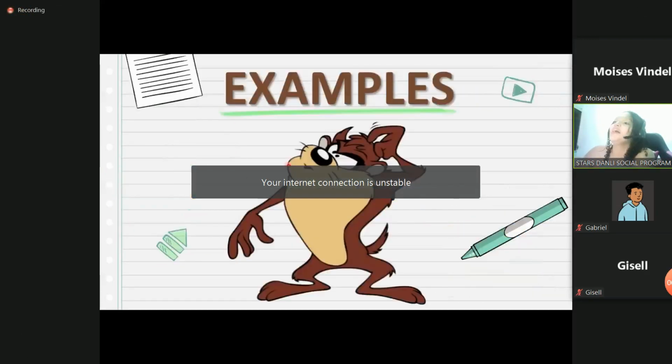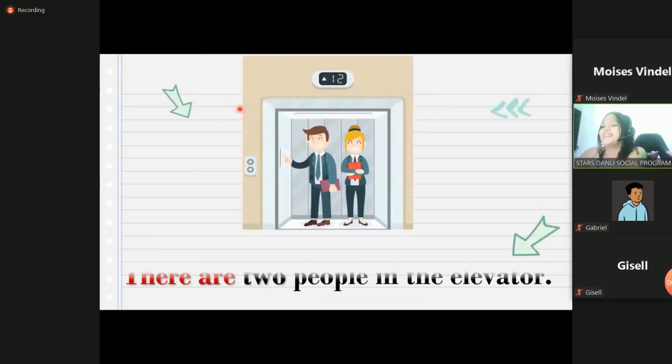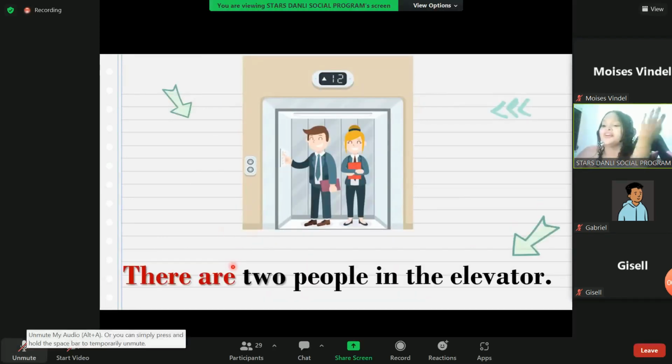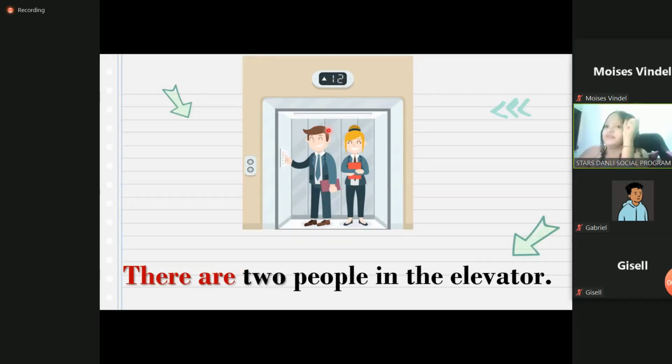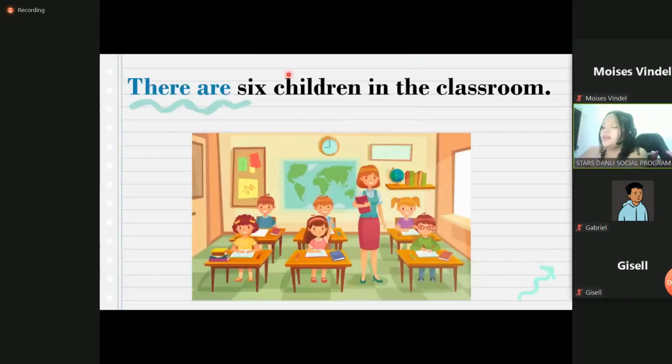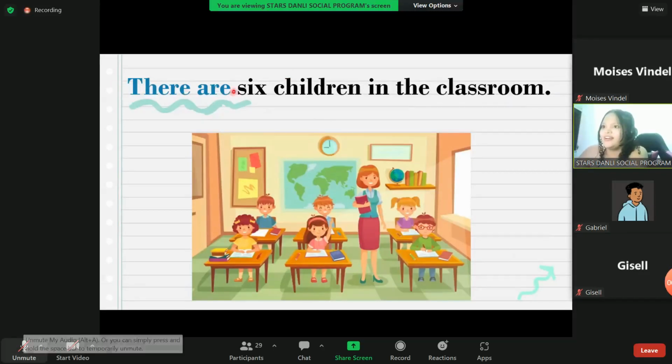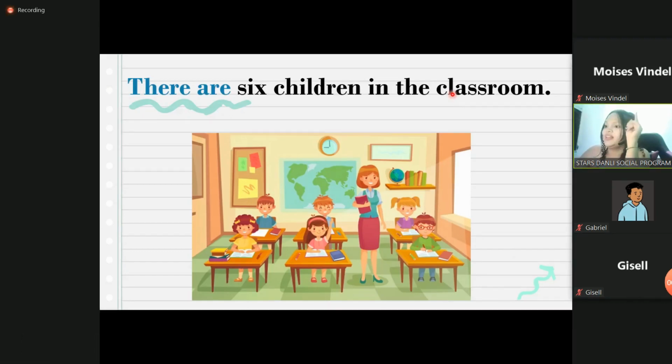Now let's check some other examples. The first one is there are 2 people in the elevator, and we can see on the picture that there are 2. Okay, 2 of them in the elevator. Now we have another one. In this case, it says there are 6 children in the classroom. Ahí podemos ver, de hecho, tenemos mucho de donde sacar en la imagen. Ya estamos cubriendo aquí, there are 6, que 1, 2, 3, 4, 5, and 6 children in the classroom.